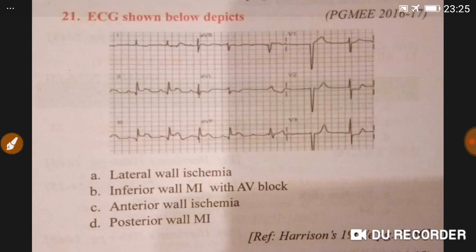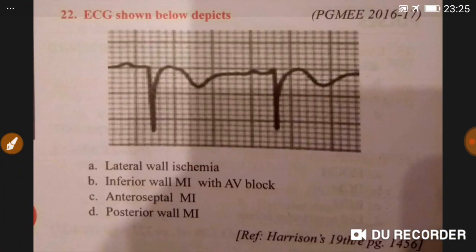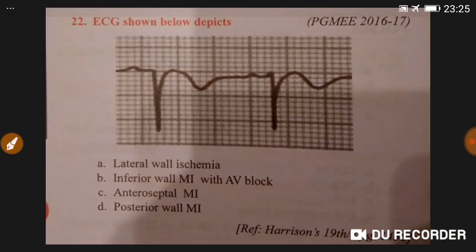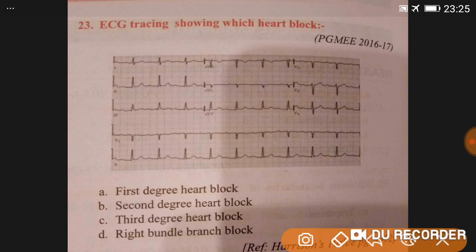Okay, ECG shown below. The depicted wall, leads II, III, aVF, inferior wall MI. ECG shown below depicts, see guys carefully, answer here is anterior septal MI. ECG tracing showing the heart block. This is first degree heart block.